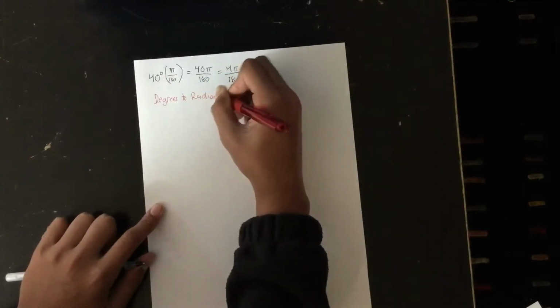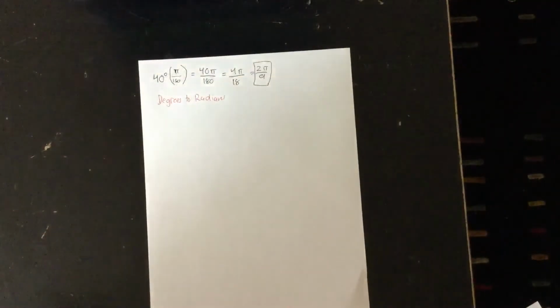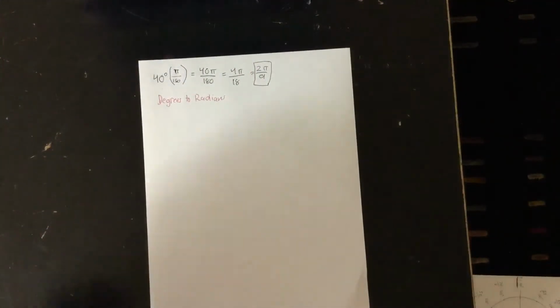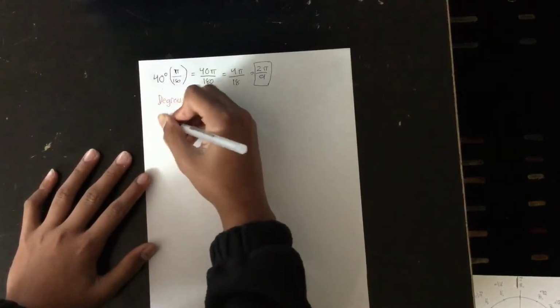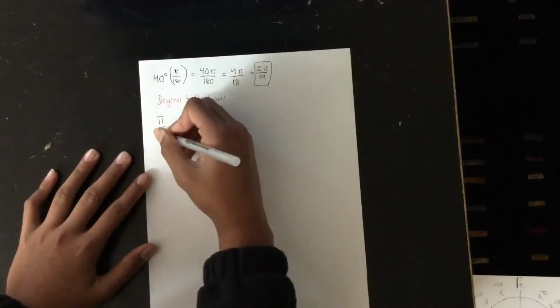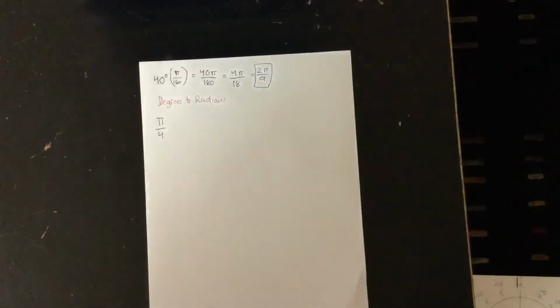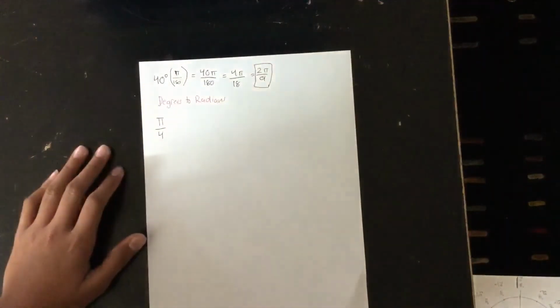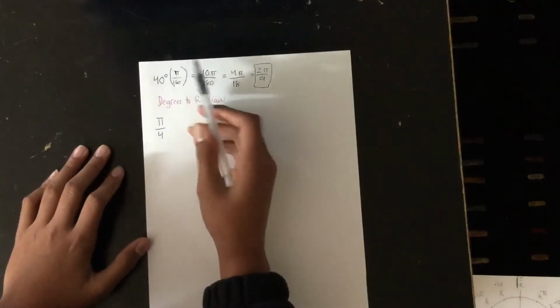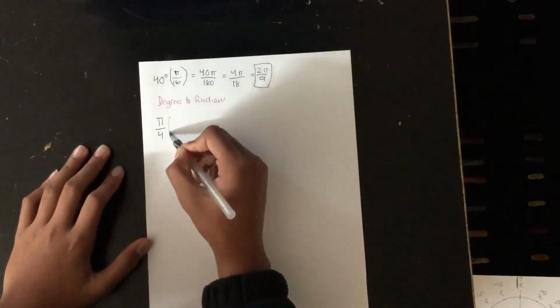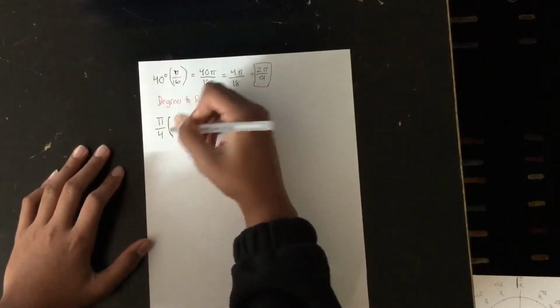But now I want to switch it. I'm going to go from radians to degrees. So perhaps I have this random pi by 4 radians. Pretty simple. Now you might think it's much simpler. Basically what you do this time is you just flip it over. This time you want your degrees on top. You want your degrees on top.